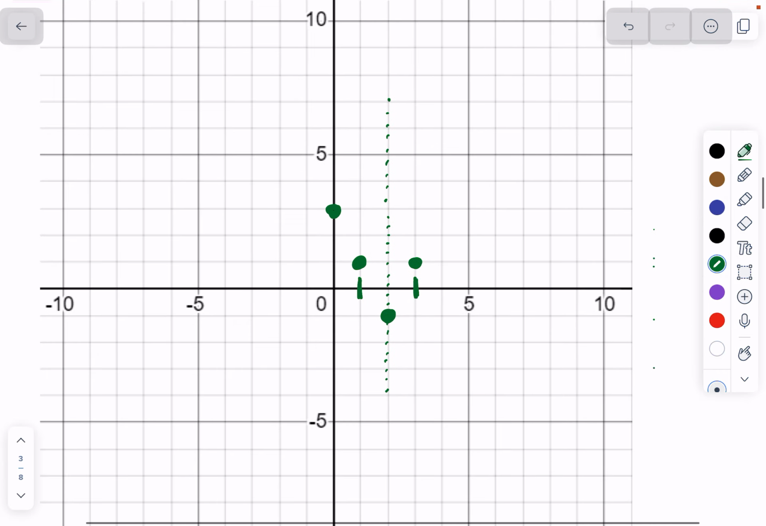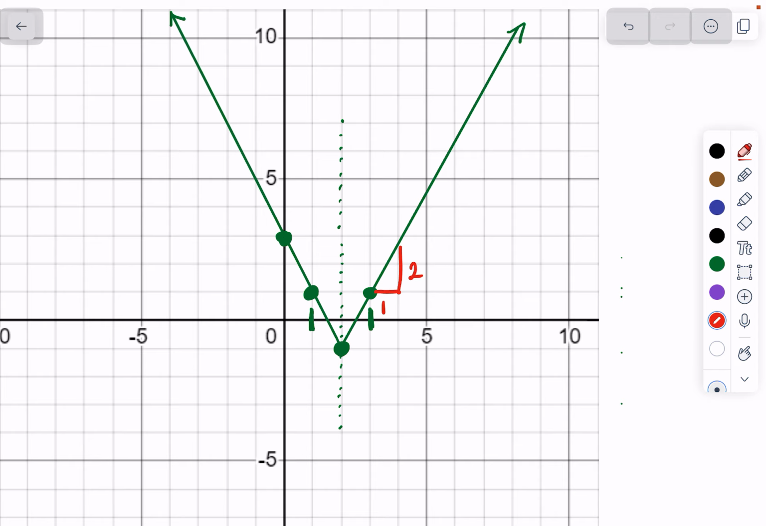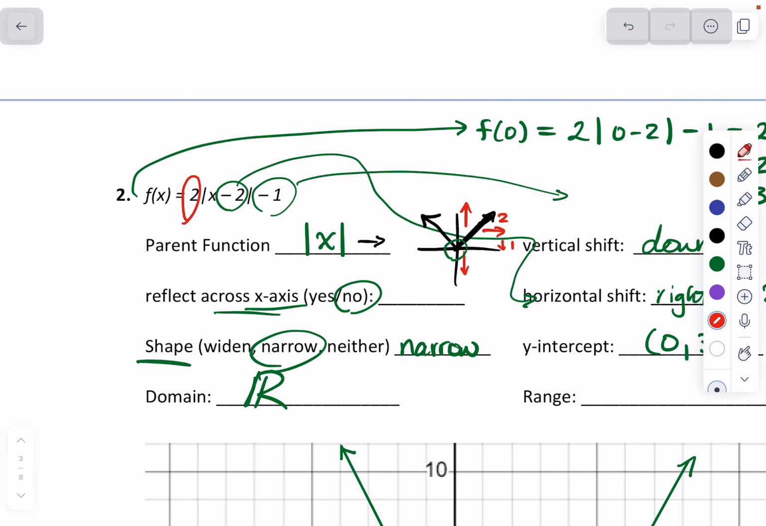So at this point, we can just fill it in, right? So there's one part of the V, there's another. Obviously, if you have Notability, they make it straight for you. And notice our slope, right? Up by 2, over by 1. So that's exactly what we thought was going to happen, right? It's because of this 2 right here.